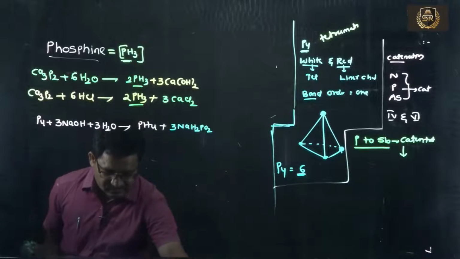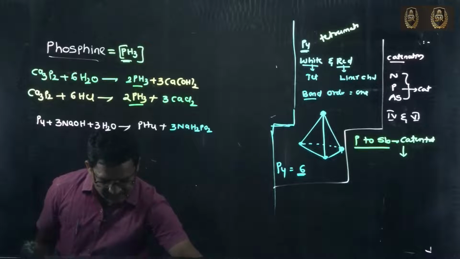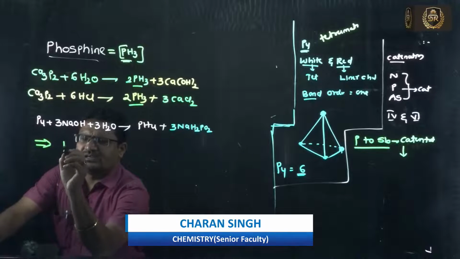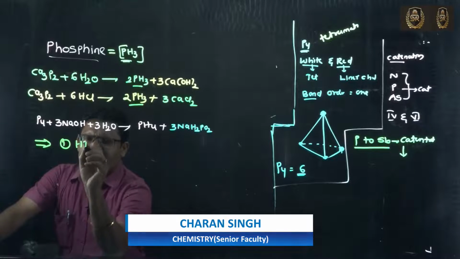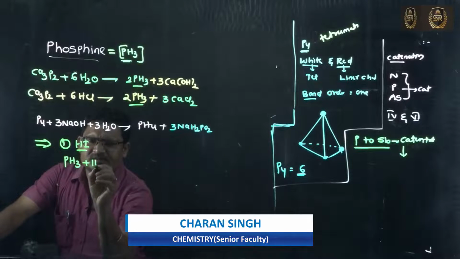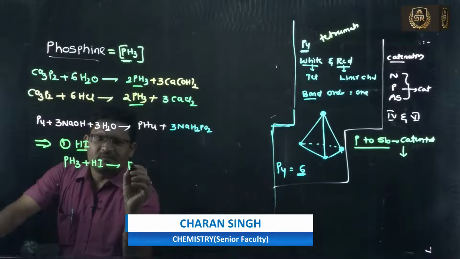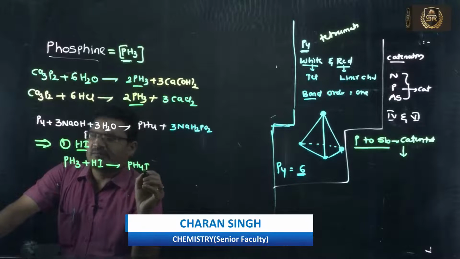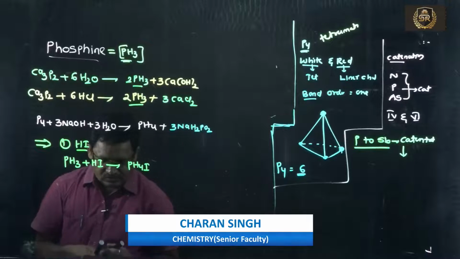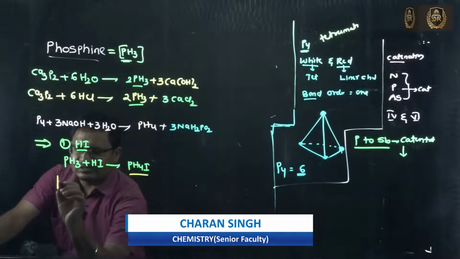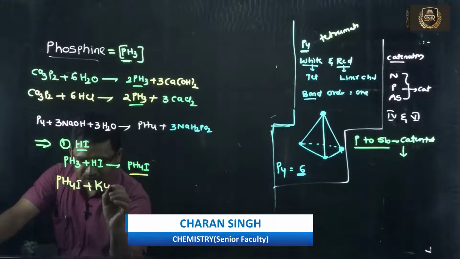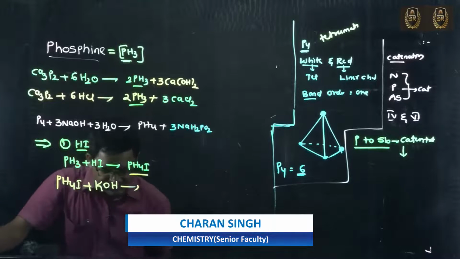The next one, chemical properties. First, reaction with HI. So PH3 reacts with HI to get PH4I. The next one, PH4I reacts with KOH.